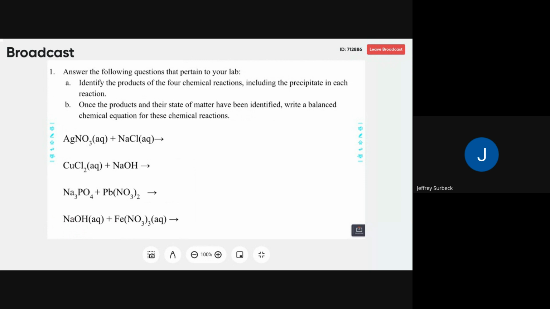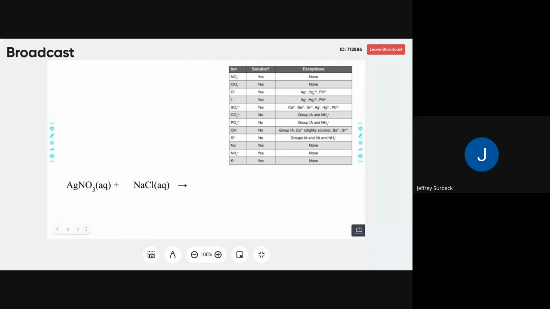Now, the one thing that I didn't do that I wish I would have done, and I did on my examples here, is that all of these things should have AQ for aqueous, because yesterday, remember, they all started out as solutions. They were clear. The only one that had color to it was the copper 2 chloride. But again, they were all solutions. All of these should be AQ. So what we're going to do, we're going to go one at a time.